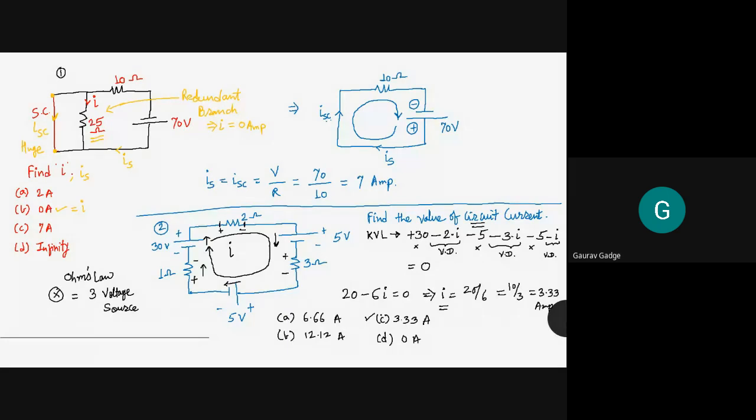See, the basic purpose of taking these numericals is to introduce you to the type of numerical which may be asked in the multiple choice question pattern, and you have to give the revision to the numericals. Now, which topic are we revising? In the first question, we revised the redundant branch. In the second question, we revised Kirchhoff's voltage law. Okay, so now all of you please write down this answer.